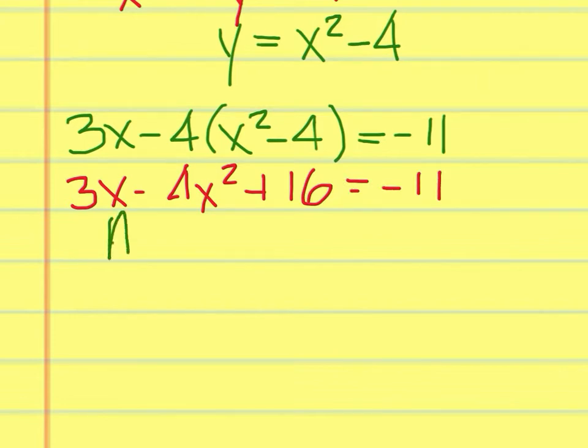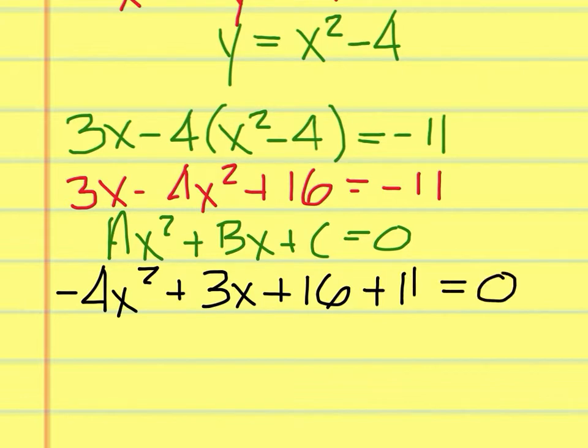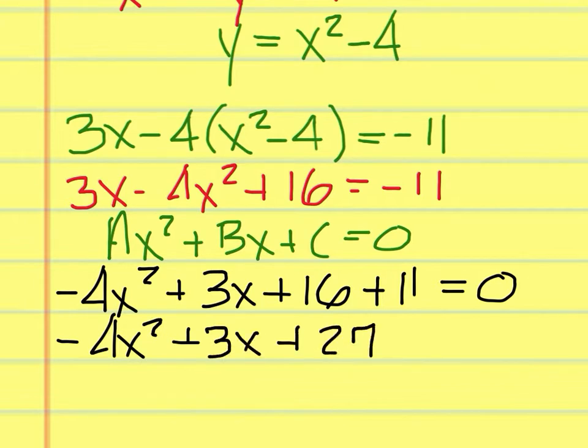Don't forget you need ax squared plus bx plus c equals 0. And we have a negative 4x squared, a plus 3x, and a plus 16, but that minus 11 must join them and change the sign. Simplify those 2 constant numbers at the back end. 16 plus 11 is 27.